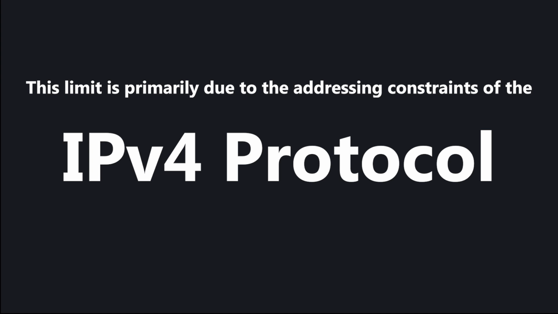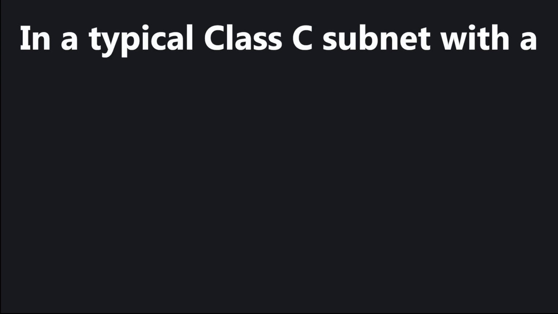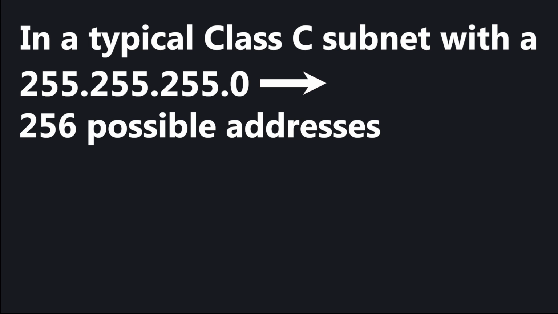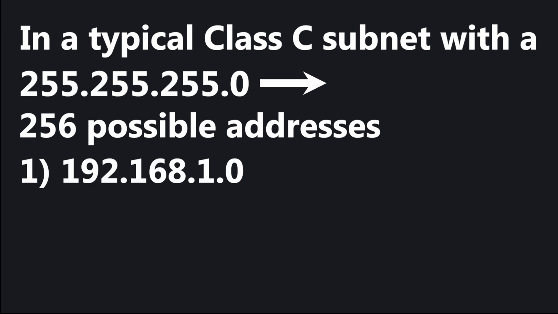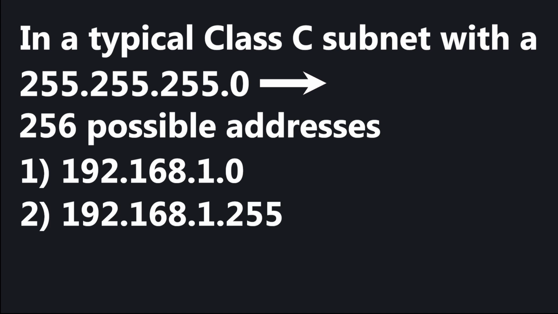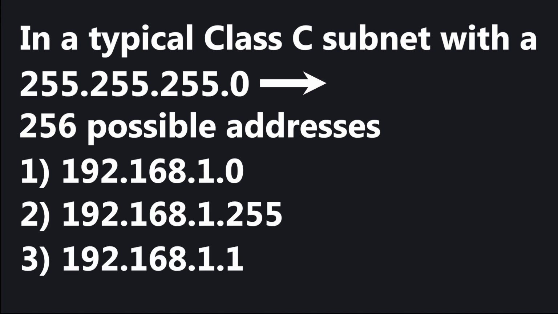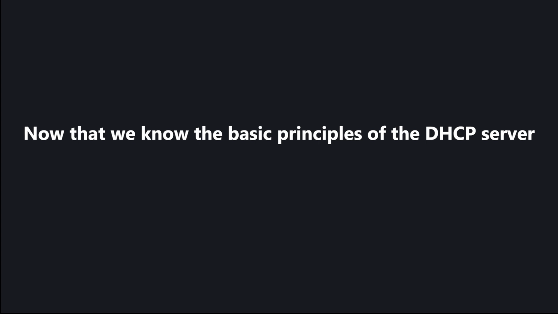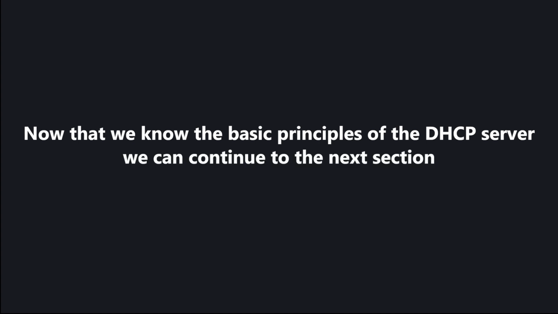This limit is primarily due to the addressing constraints of the IPv4 protocol. In a typical Class C subnet with a 255.255.255.0 mask, there are 256 possible addresses. However, the first address is reserved as the network address, and the last address is reserved as the broadcast address. Additionally, one address is typically used for the router, leaving 253 usable addresses for the DHCP clients. Now that we know the basic principles of the DHCP server, we can continue to the next section.